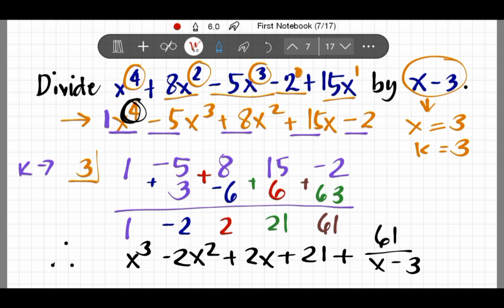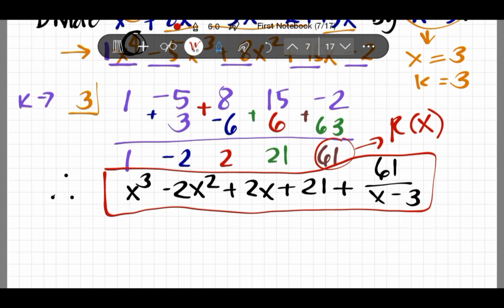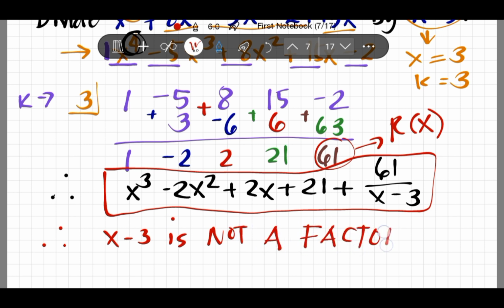Okay, so therefore, this will be now the quotient when you divide x to the 4th plus 8x squared minus 5x cubed minus 2 plus 15x by x minus 3. Again, since the given remainder, so this is the remainder or the r of x, is not equal to 0, therefore, the given divisor x minus 3 is not a factor. Not a factor of what? Not a factor of the given dividend.